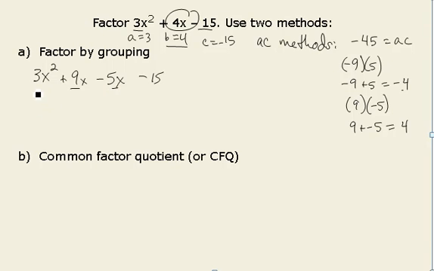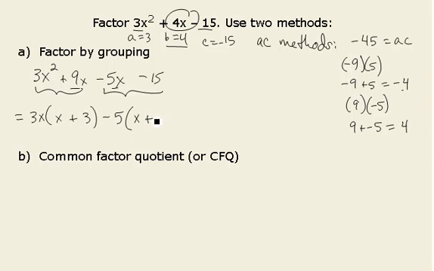Now what I do is I group. I look at the first pair of terms and see what's common to both of them. I see that a 3x is common to 3x squared and 9x, so I'll factor that out. What's left then is an x plus 3, and notice that if I distribute the 3x back, I will get back to those original two terms. What's common to the second pair of terms is negative 5.